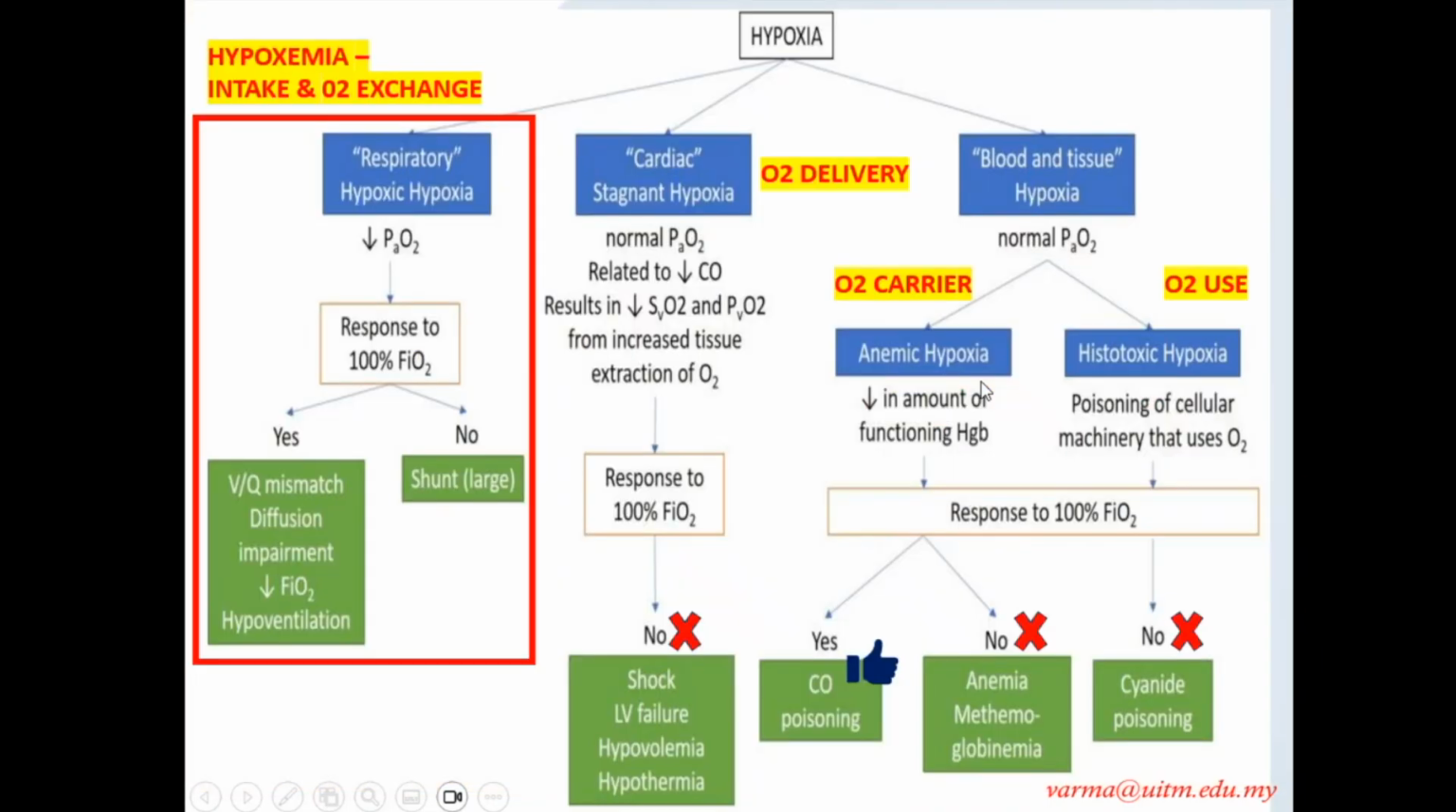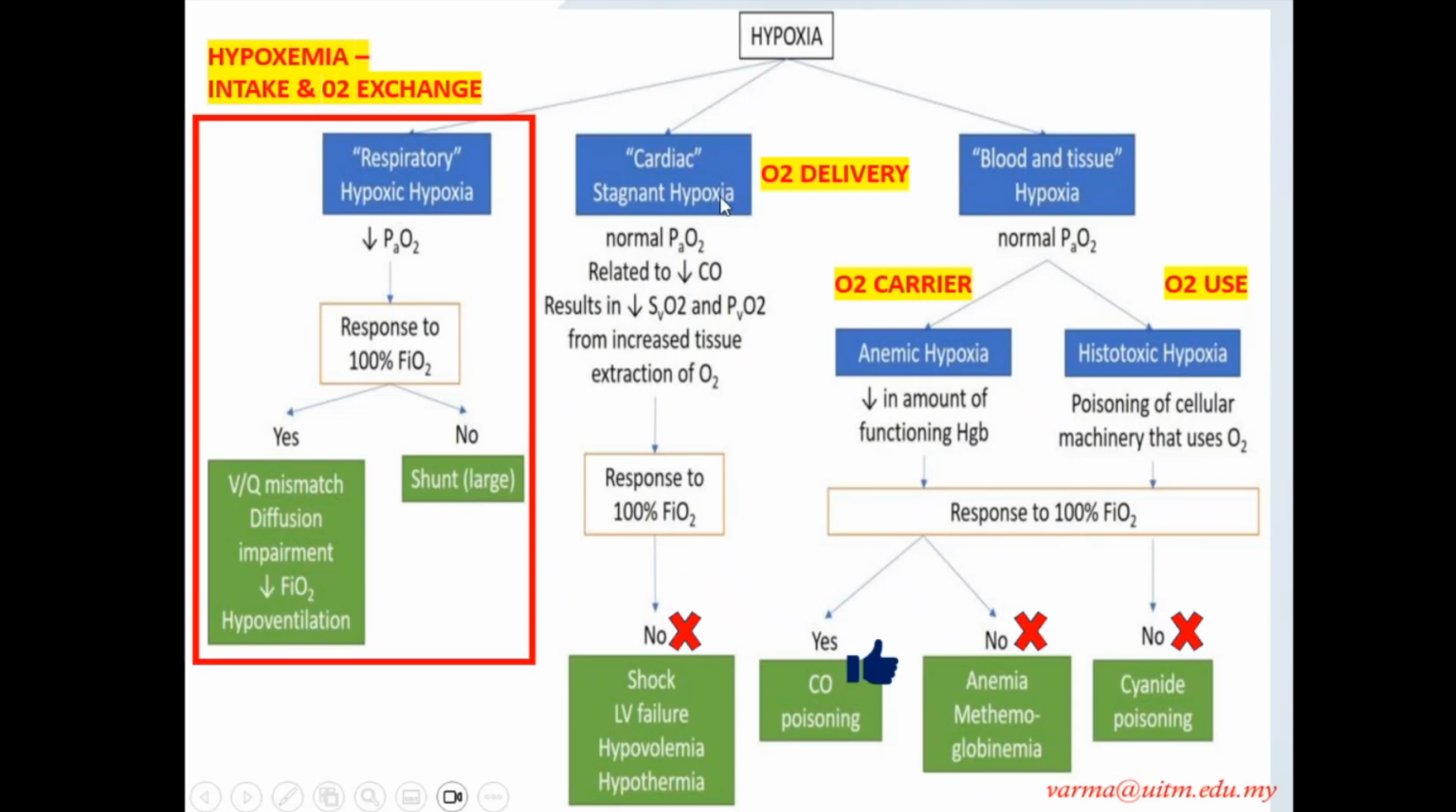So again, how do we diagnose each of them? Respiratory or hypoxemic hypoxia, I've talked about just now. We give 100% oxygen. If it responds well, we know it is V/Q mismatch, diffusion impairment, low FiO2 or hypoventilation, and based on PCO2, we can tell low FiO2 from hypoventilation. If it does not improve much or there is no improvement, it could be a large shunt.